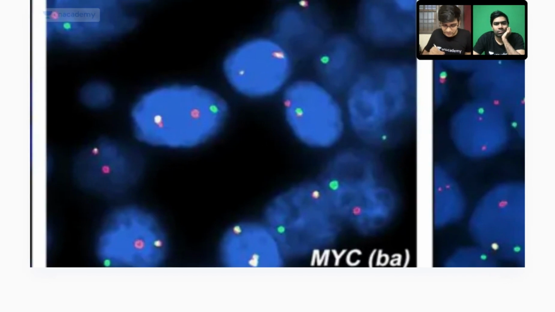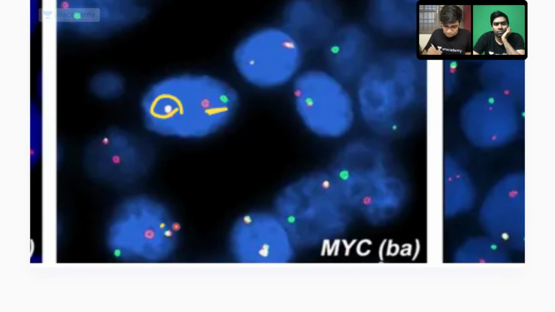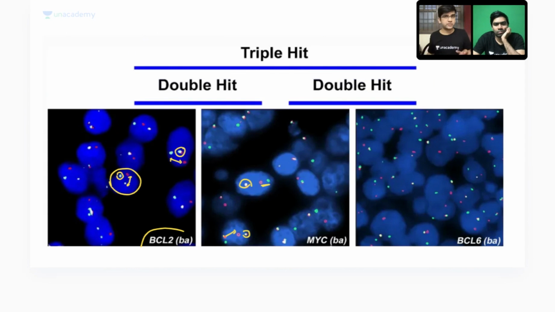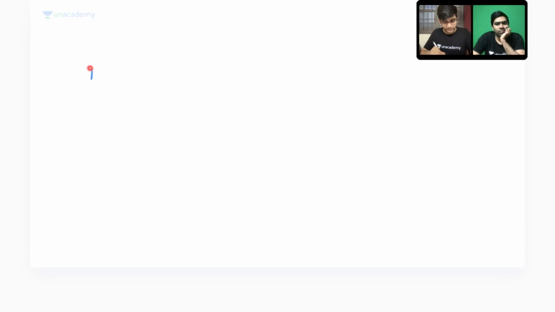Let's look at c-MYC. Same here. Normal, abnormal, right? So here again we have normal, abnormal. This is also abnormal. So double hit and triple hit lymphomas are diagnosed by FISH. Once I get this, I'll give a report. The entire report should have everything. It should be a DLBCL.